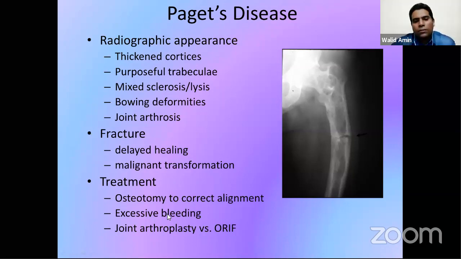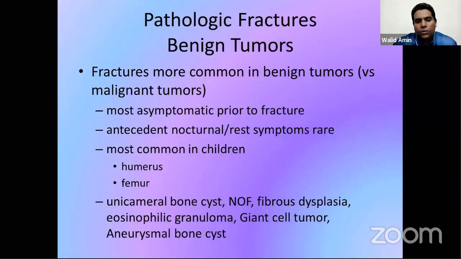We will continue with the pathological fracture causes. We will speak about benign tumors. Fractures in benign tumors are more common than in malignant tumors, and most benign tumors are asymptomatic prior to fracture. Antecedent nocturnal arrest symptoms are rare, and this is most common in children, with benign tumors of the humerus and femur, but of course it can also occur in adults.